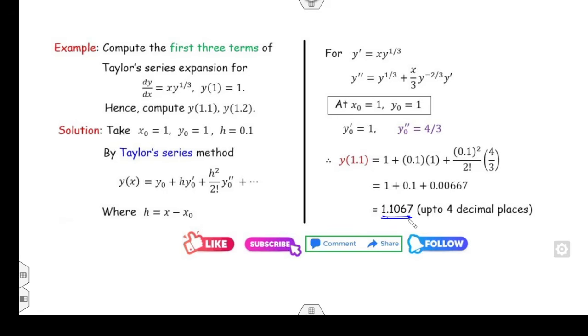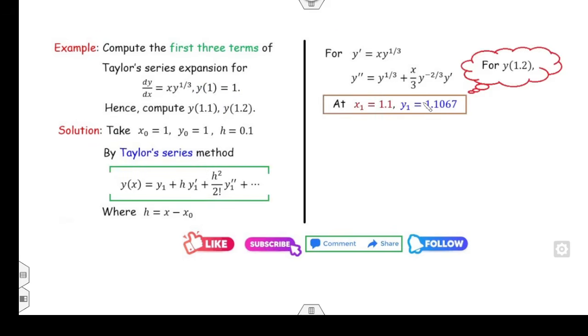1.1067. Now for finding the value of y at 1.2, we can calculate again these values, instead of the 1, now x will be 1.1. Now basically your initial condition becomes, instead of this initial condition, now your initial condition is y at 1.1 is 1.1067. I can substitute the values. It will be 1.1 into 1.1067 raised to power 1/3. You can use the calculator and get this value. Similarly, you can substitute in the second equation. You will get the value of y double prime.